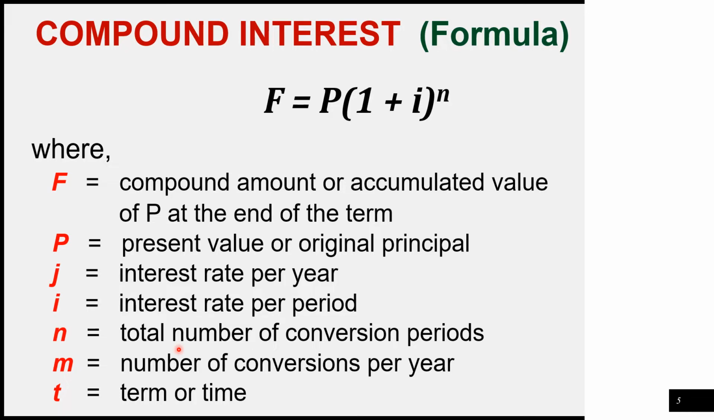Now, how do we solve for the value of i? We follow this formula: i is equal to j divided by m, where j stands for the interest rate per year, and m stands for the number of conversions per year. By the way, how do we determine the number of conversions? This can be determined by the following time frames.